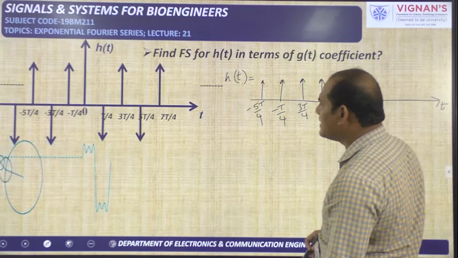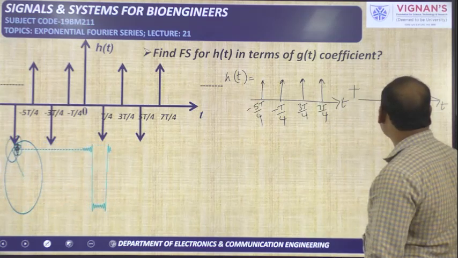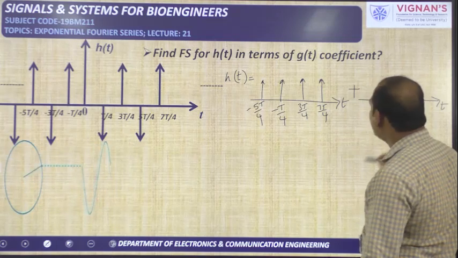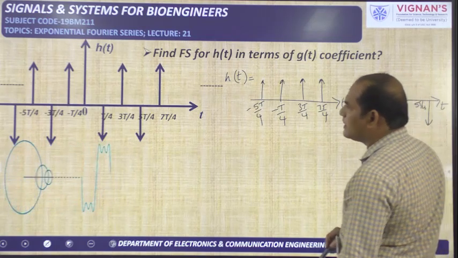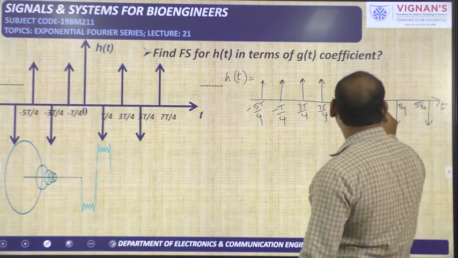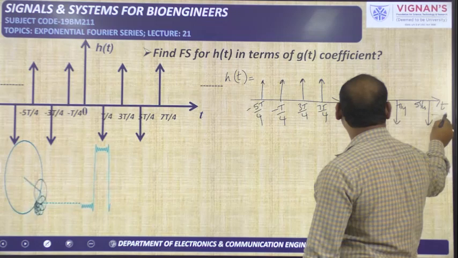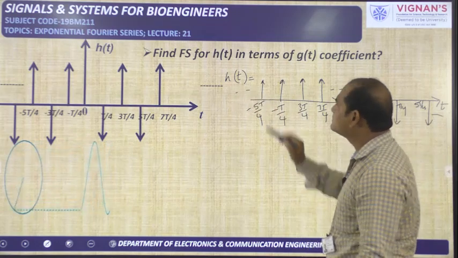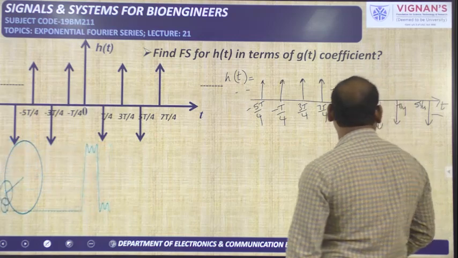Now I will take the impulses which are below the x-axis. Below the x-axis at T by 4, one impulse is there. Next at 5T by 4, another impulse is there. On the left side at minus 3T by 4, another impulse is there. Like this, so many impulses are there. Okay, so these are the two signals I have considered.